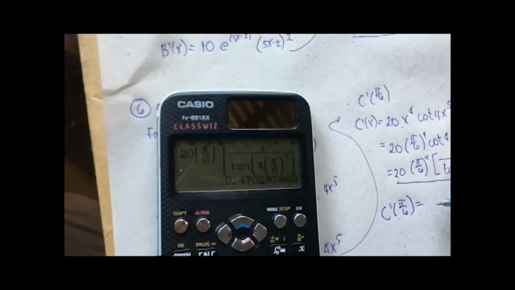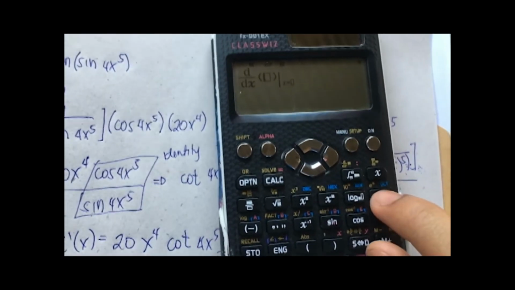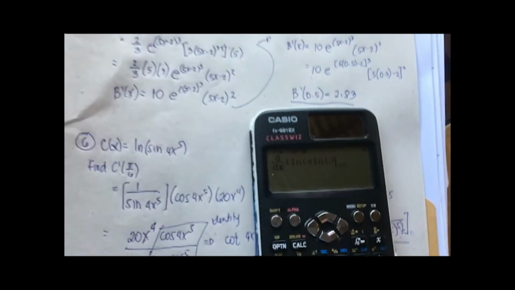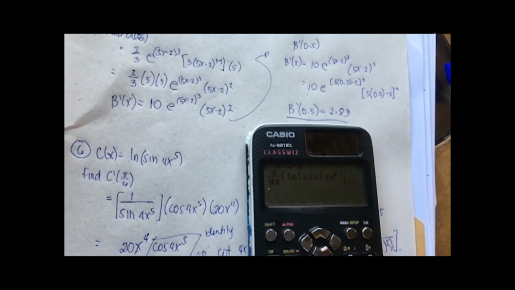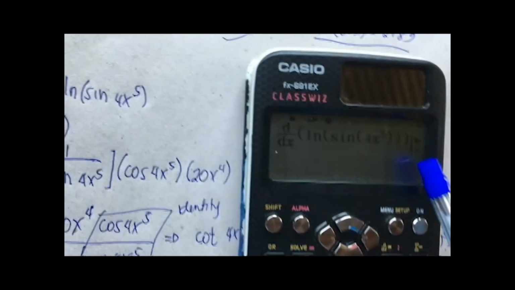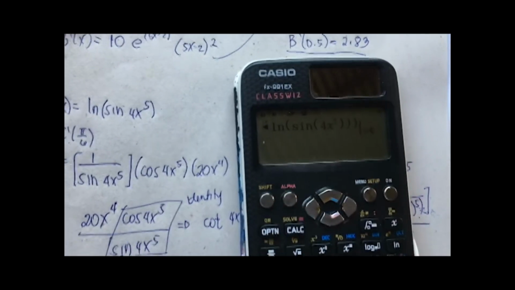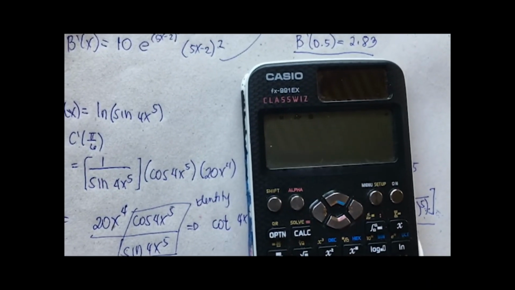The answer is 9.47. To recheck if it is correct, let's use the shortcut. Shift, integral, ln, sine, 4x^5. Close the parentheses. Make sure the parentheses match. They should be the same. The x is pi over 6. Okay, so the same, 9.47 using the shortcut. The same.